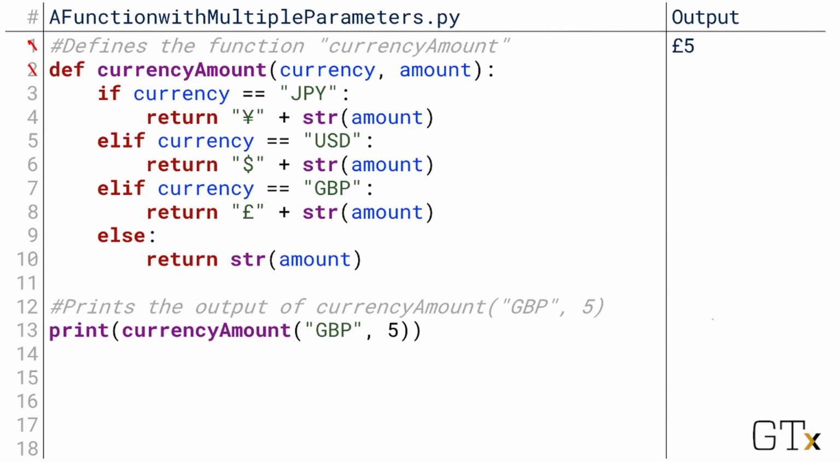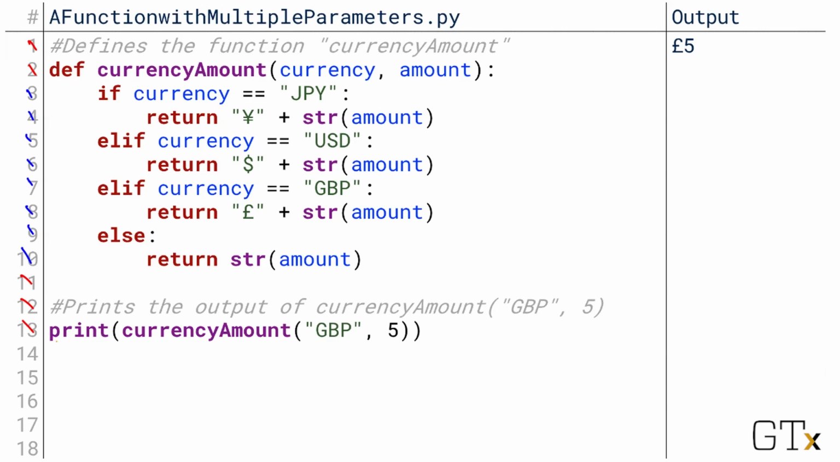When this code runs, it runs line 2 and loads knowledge of a function called currency amount into its working memory. So if it encounters that function call, it knows where to go. As before, it then skips the entire body of the function, which here is a lot longer. Until the function is called, it doesn't even look at lines 3 through 10. Then it runs line 13.